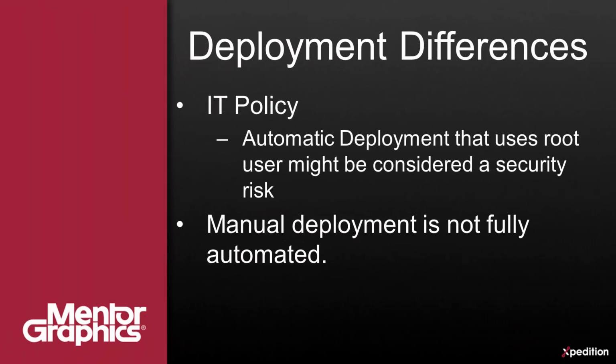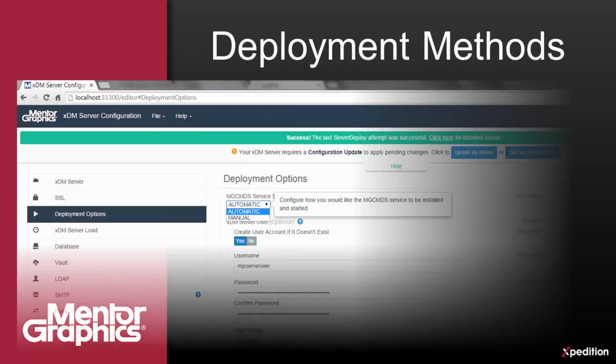There are two main differences between an automatic deployment and a manual deployment flow. The first one is that a manual flow does not require root permission to be given to the user who runs the deployment and therefore does not inherit root privileges for the MGC MDS daemon of the XDM server. This reduces a potential security risk. For many customers, this is an IT administration requirement.